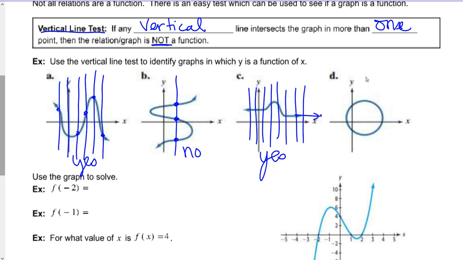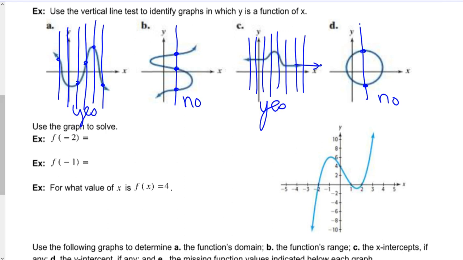And then we have a circle here. Is a circle defined to be a function? And notice right here and right here, there are 2 spots that it crosses. Therefore, it is not going to be a function. So that's a nice easy test, but sometimes we forget about it. So make sure that you remember that and put that in your toolbox.